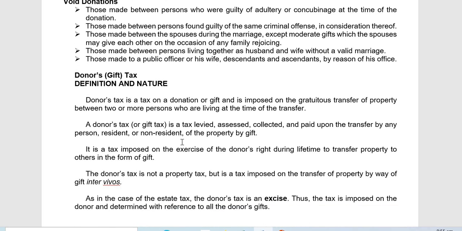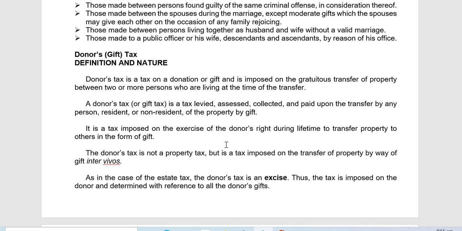A donor's tax or gift tax is a tax levied, assessed, collected, and paid upon a transfer by any person, resident or non-resident, of the property by gift. So it is a tax imposed on the exercise of the donor's right. Excise tax kasi ang right to transfer property in the form of gift. So the donor's tax is not a property tax. But it is a tax imposed on the transfer of property by way of gift or inter vivos. So, ang subject to donor's tax is the donor itself. Kinsa mag-donate, siya ang subject to donor's tax.